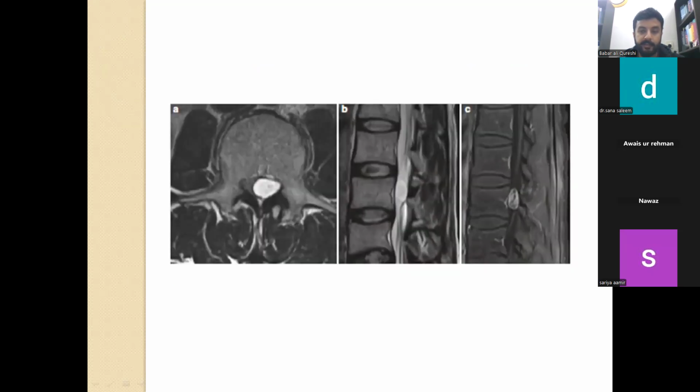This is another example of an intradural tumor, which is compressing the cord towards one side. This tumor is present on the left side. We can see it on the MRI sagittal cut. This is the tumor. Here is the tumor on T2, which is appearing hyperintense. Here it has clearly compressed the cord towards the right side.